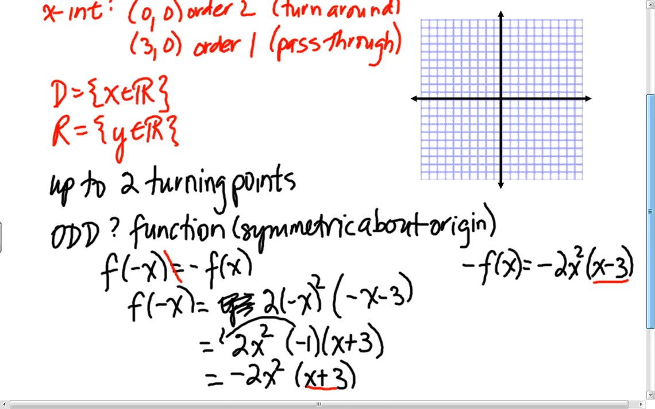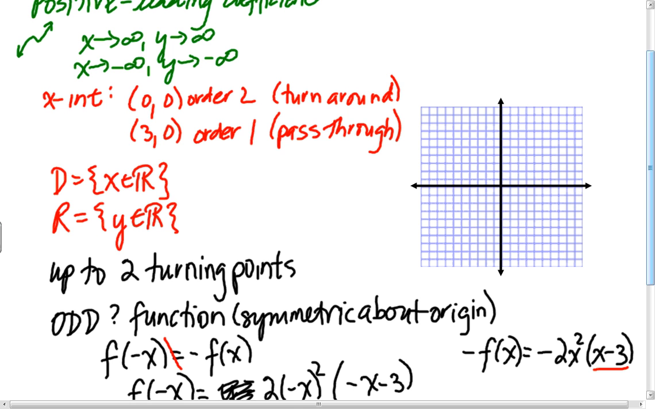Let's draw it quickly. We know what the end behavior is. We know that we have an x-intercept of 0, 0 and of 3, 0. But we know that it passes through the 3 and bounces at the 0. So it goes below to 0 and changes direction. So a rough sketch would be like that.